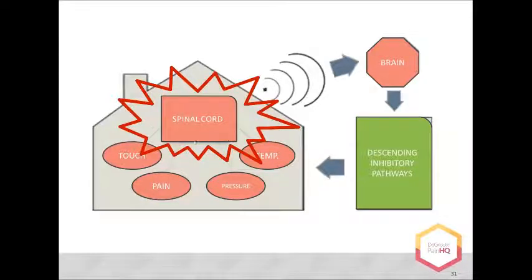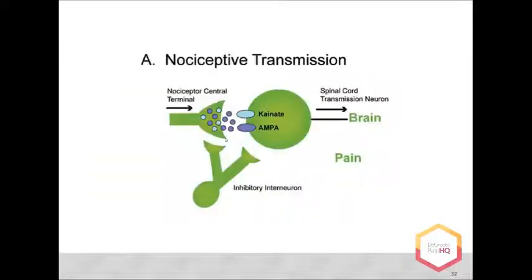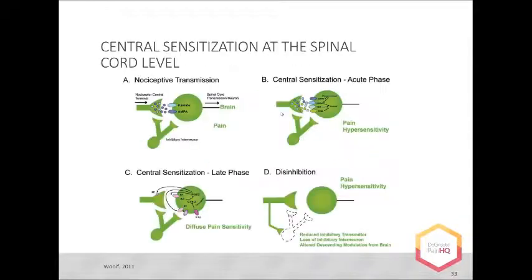Let's see some things that happen at the level of the spinal cord. This is a synapse in the spinal cord. This is the neuron coming from the periphery. This is the neuron that will be transmitting the impulse to the brain. And this is the inhibitory neuron that comes down from the brain to try to inhibit the synapses. This is a normal synapse that happens in a normal pain state. Now, if the pain becomes the disease, which means there are some neuroplastic changes in that synapse, you see how different this synapse is from this one?